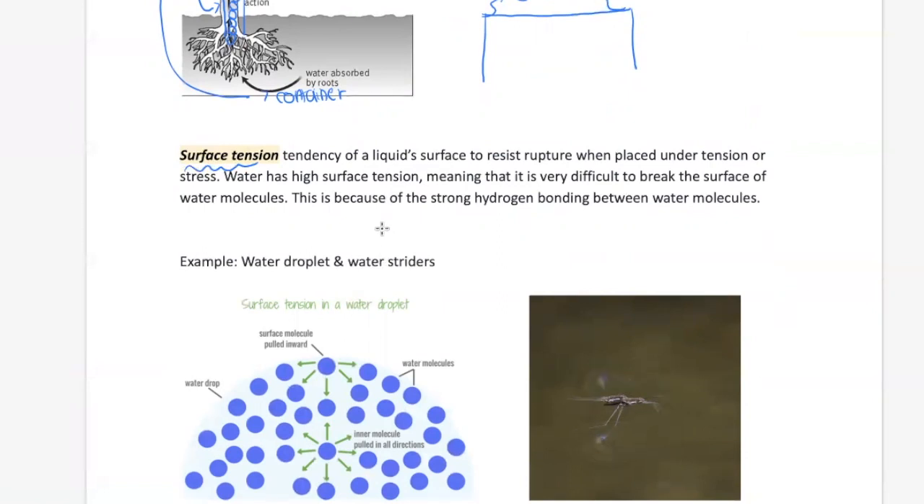Surface tension, by textbook definition, is the tendency of a liquid surface to resist rupture when placed under tension or stress. So let's say you have a droplet of water. It's going to form a parabolic shape, and you'll see that the surface here is very tense. It makes its own shape, right? This property is called surface tension.